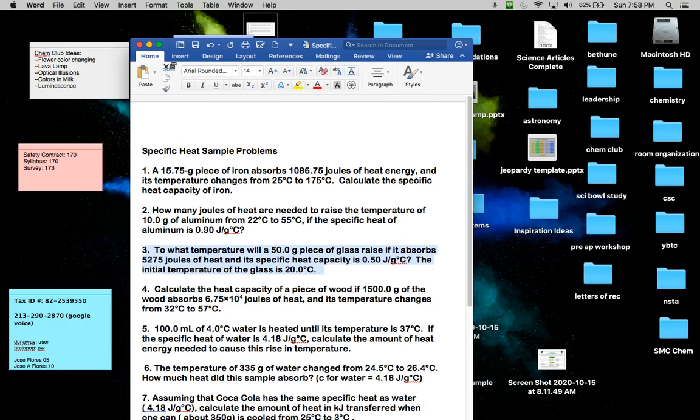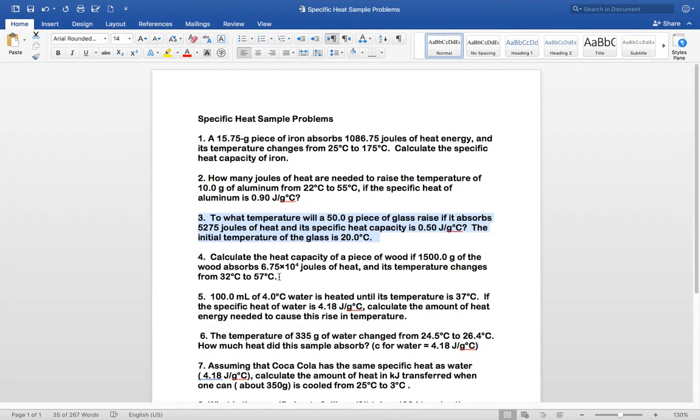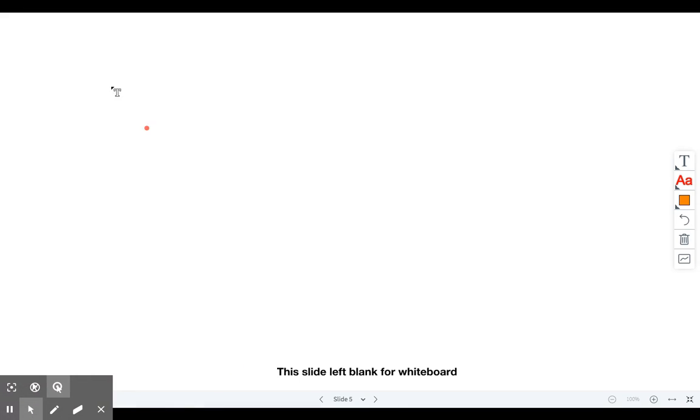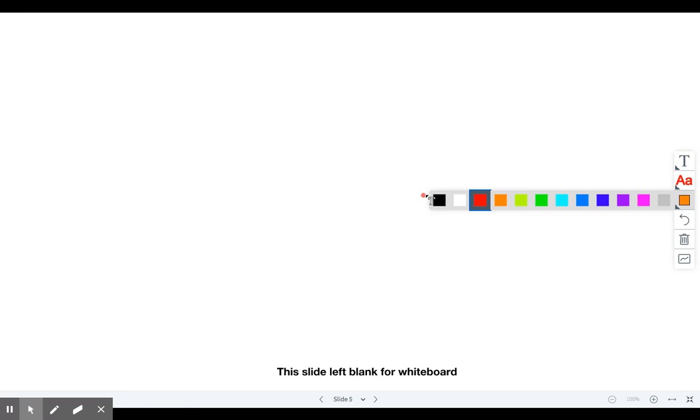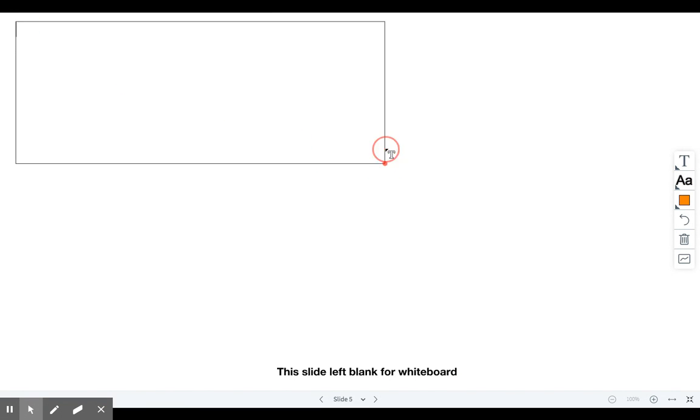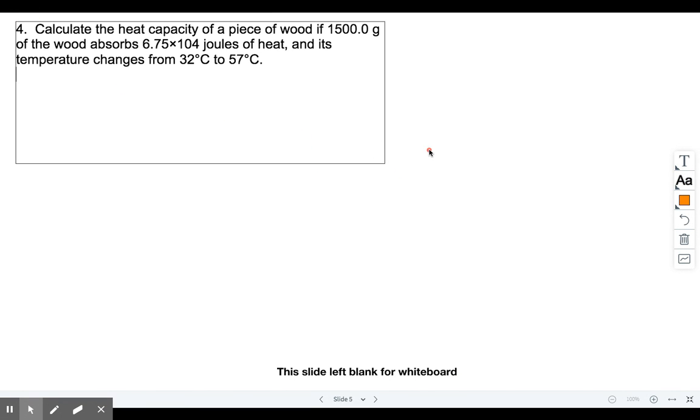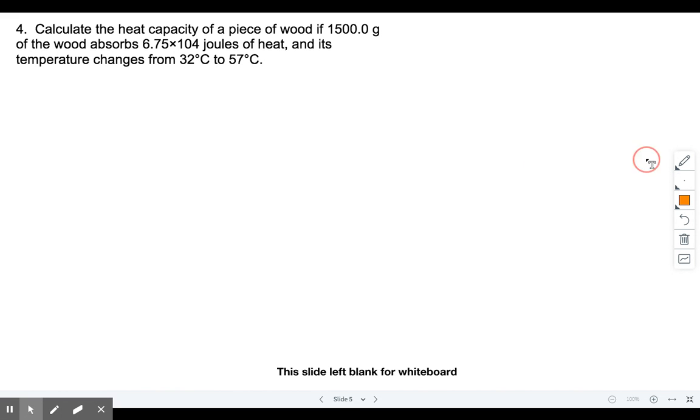Okay, let's skip the next question. Calculate the heat capacity of a piece of wood. So let me go back to black. Make a new box. Okay. Calculate the heat capacity of a piece of wood if 1,500 grams of the wood absorbs 6.75 times 10 to the fourth, and that should be an exponent, but it's not because it doesn't change, so it should be a little exponent right there, joules of heat, and its temperature changes from 32 degrees Celsius to 57 degrees Celsius.